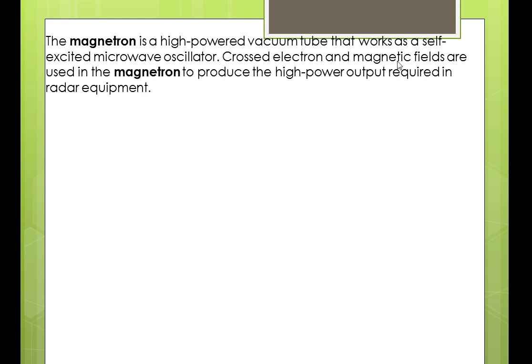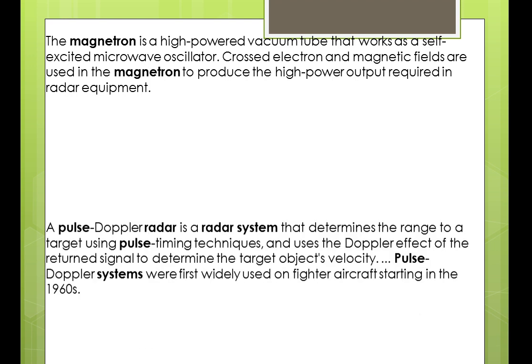Crossed electron and magnetic fields are used in the magnetron to produce the high power output required in radar equipment. So the magnetron is a high powered vacuum tube. It works as a self-excited microwave oscillator. The magnetron is nothing but a microwave oscillator, and it has crossed electron and magnetic fields. It produces the high power output.